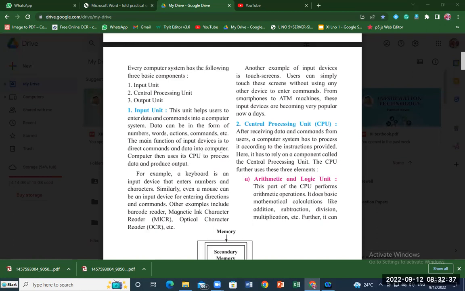Right? Where are the signals going? If I press A on the keyboard, the signals are going into the computer, right? If I am clicking or right clicking, the signals are passed on to the computer. So we can call these input devices. The computer then uses its CPU to process data and produce the output.